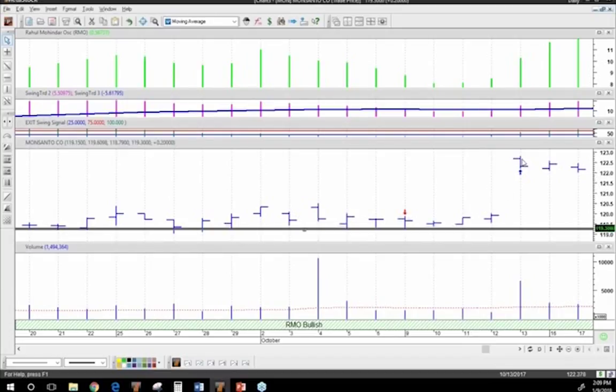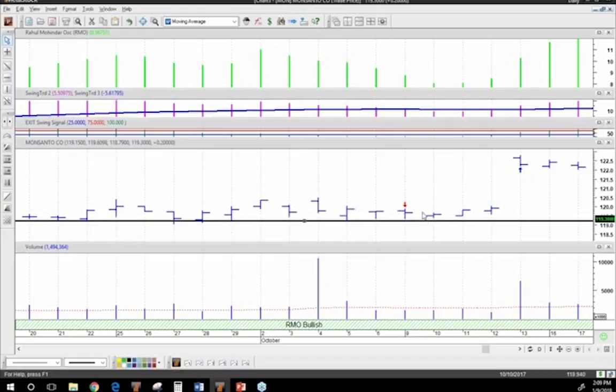Rahul says you can actually buy more shares. I don't like to. I like to buy as many shares as I'm going to buy at that initial entry price. So now what I've done is make sure that even if the trade goes against me, I'm going to lock in some profits.